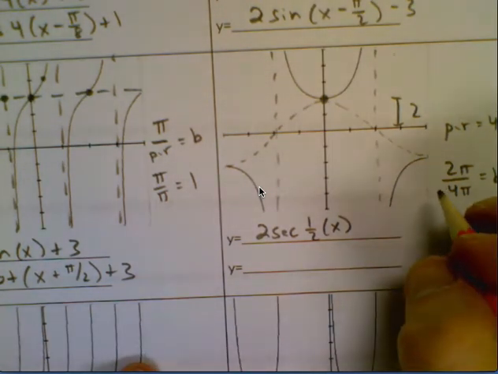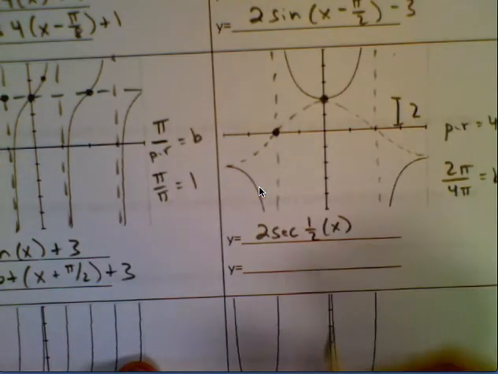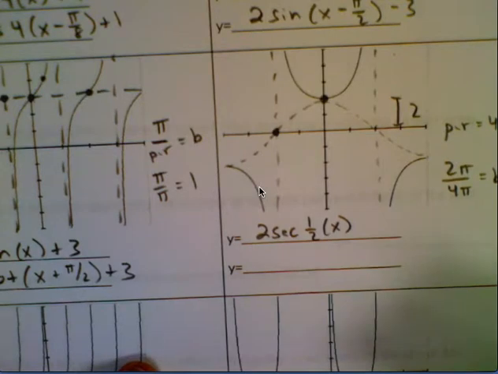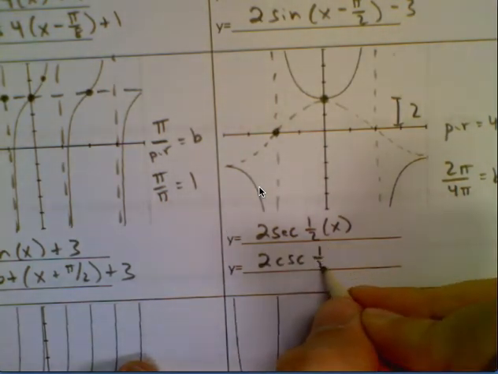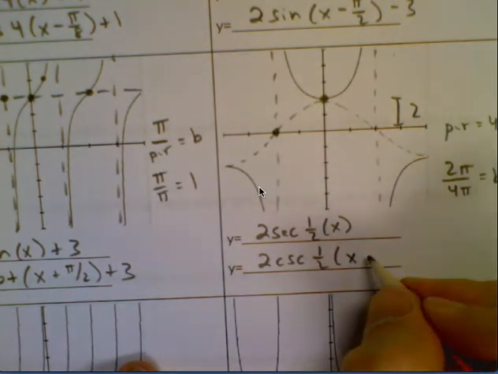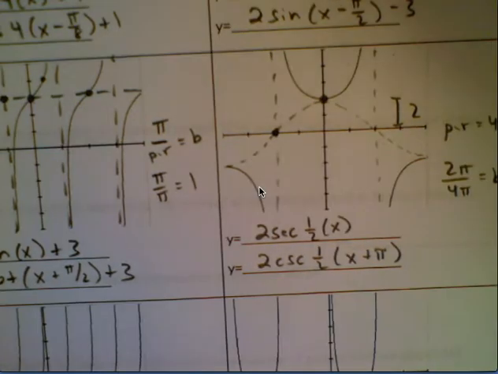We need to pick another spot for our cosecant curve. So I'm going to start here, because that's now a sine graph if I start from that point. It's a positive sine graph, so I'm going to write 2 cosecant. It has the same b value. The only change is that it is pi to the left, so plus pi. Okay, 2 more on this page.